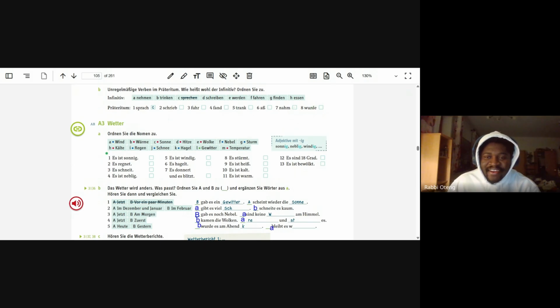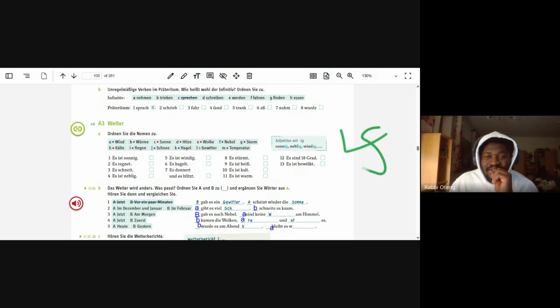Then die Kälte is the cold. Der Regen, der Schnee is the snow. Der Hagel is the hail, the ice cubes when it's raining. So the Hagel. Then das Gewitter is the thunderstorm. Then the temperature, die Temperatur. Okay, so either you say there is a storm, there is a wind, there is... yeah, so you can use them as adjectives.